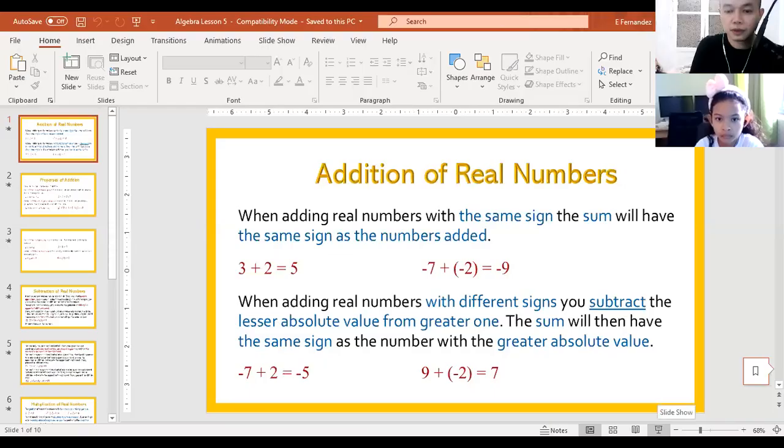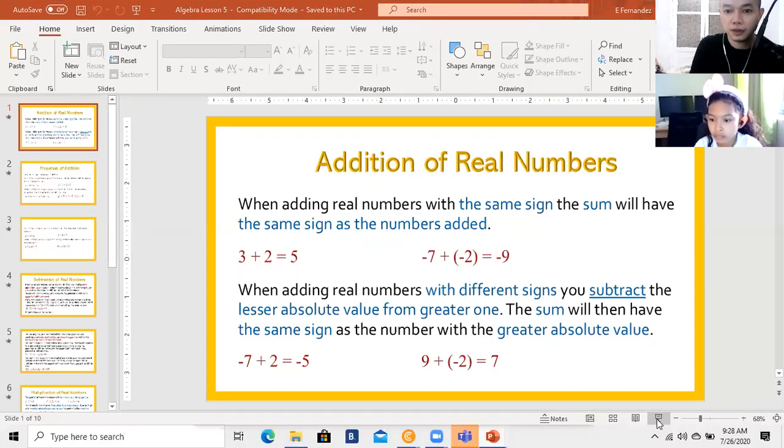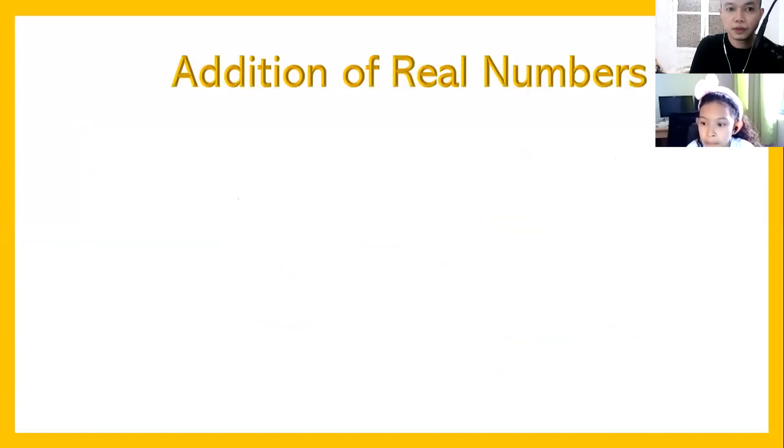So we're going to make it so that you master it. Share screen. And there you go. Okay, so let's have addition of real numbers. You see my screen, Christelle?